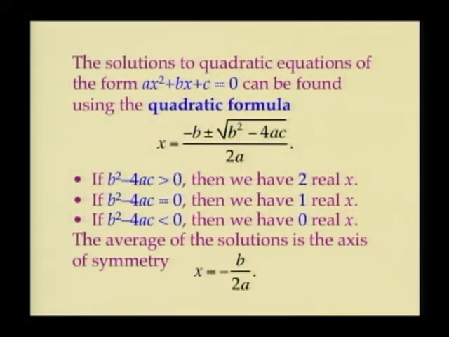The one thing I will point out is that if you average the two answers, that gives you the axis of symmetry. If I add these things together, the plus and minus negate each other. I get 2 of the negative b's, but then when I average, I divide by 2. And so I just end up with negative b over 2a. And that's helpful to us as well because it'll tell us where the axis of symmetry is, it'll tell us where the vertex is. And on a parabola, the vertex tells us either a maximum or a minimum.